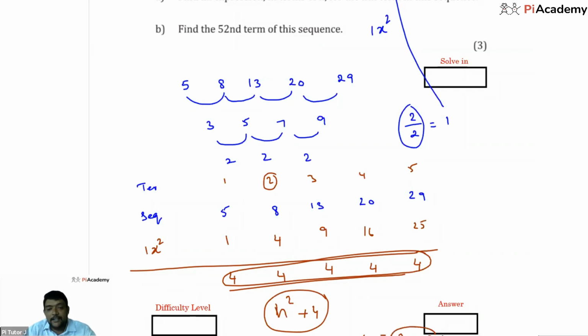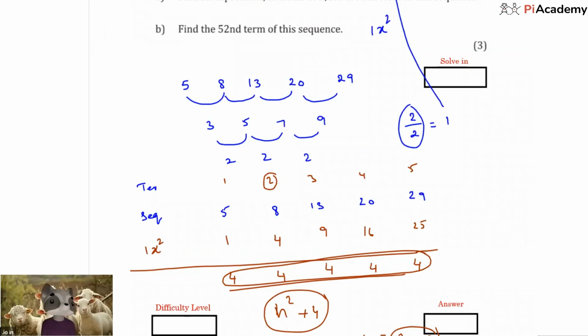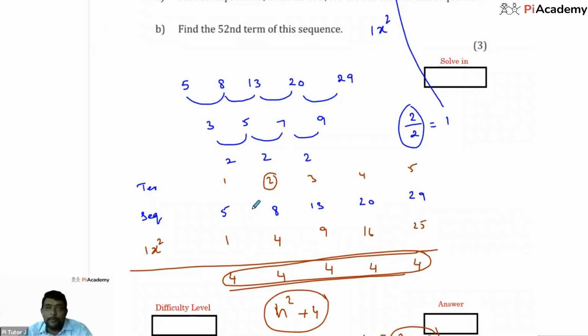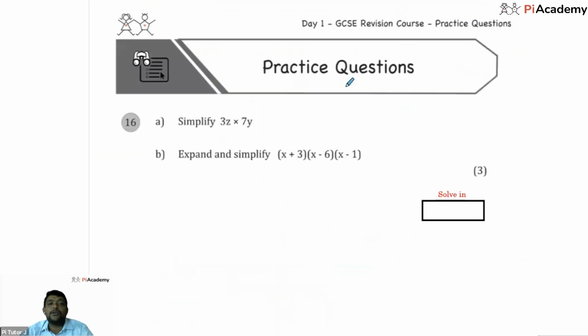Good, excellent. So for those who did not understand this quadratic sequence, I suggest you practice this because this is a very important question in sequences. You will also have a geometric sequence. A geometric sequence is a sequence which has a common ratio. Basically, arithmetic sequence is common difference. Geometric sequence will be common ratio. So I suggest you practice common ratios as well. Geometric sequence as well. Let's go to the next question.